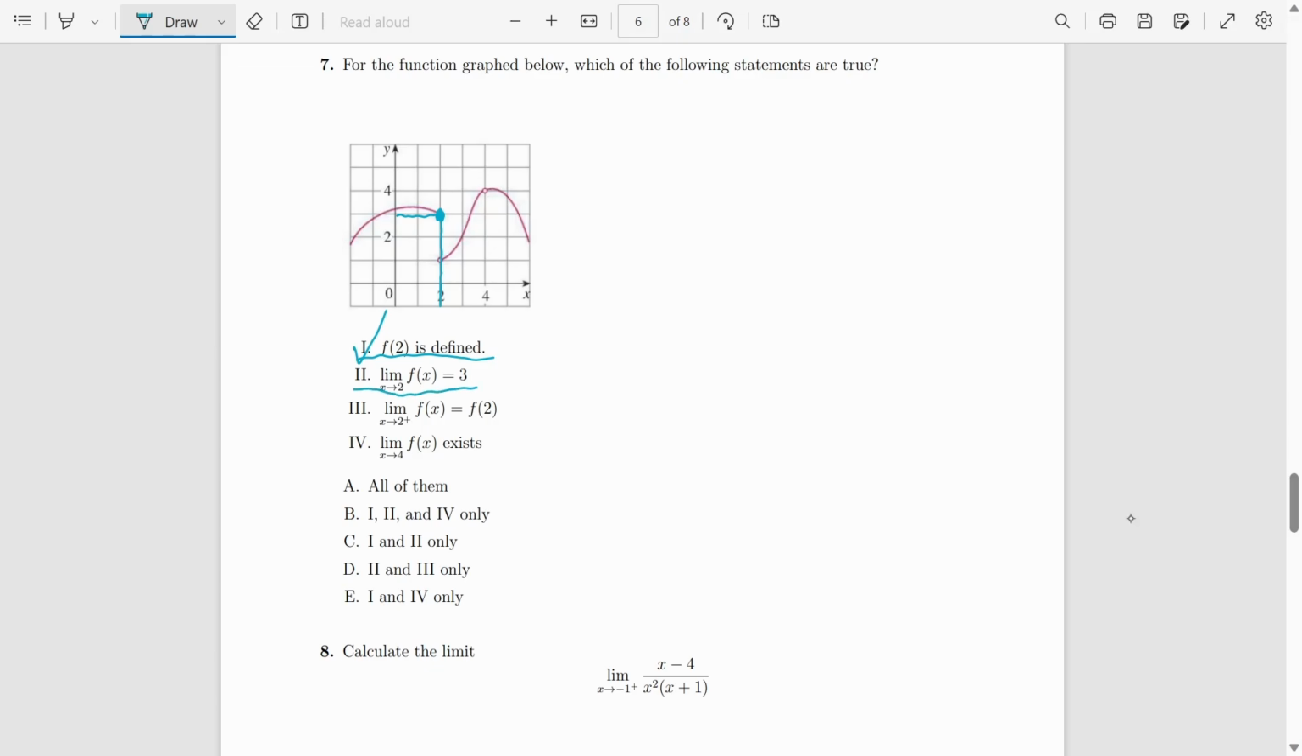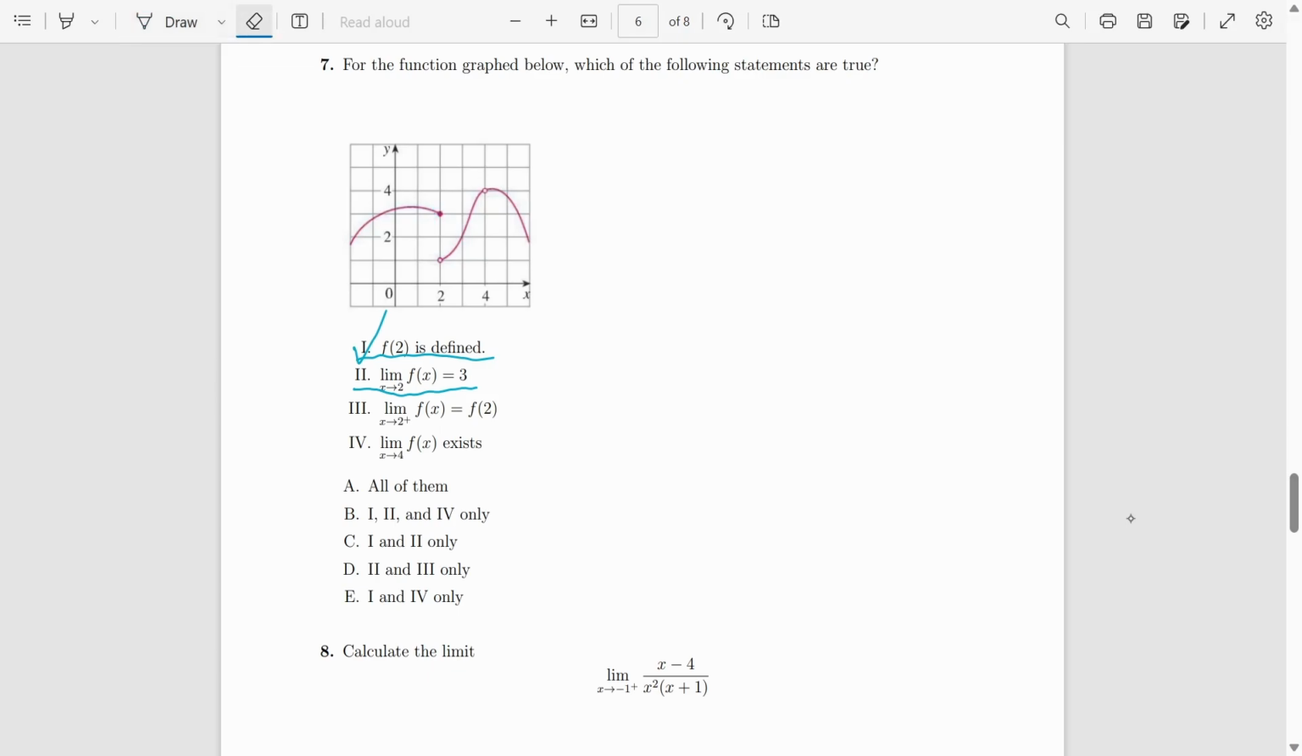All right, number 2. The limit as x approaches 2 is 3. Yeah, that one is false, actually. No, I'm sorry, it's false. I was about to say true. I was about to say, well, it's defined at 2, so then the limit at 2 is just what it's defined at, which we just said is 3.